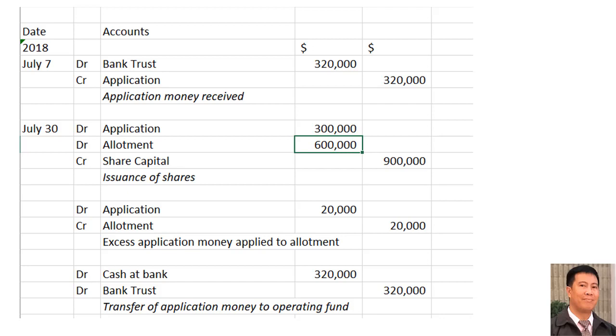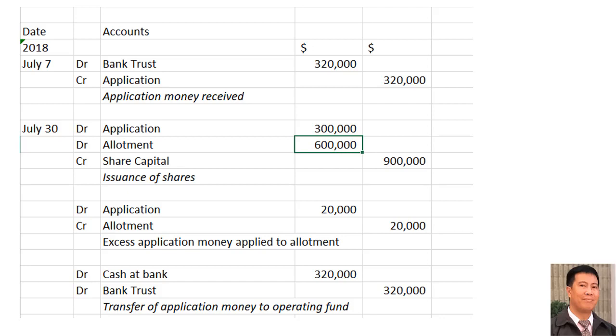30th July, we had allotted the shares. So the entry for that one, or shall we say distribution of shares, will be debit application. So 1 million multiplied by 30 cents, that is 300,000. And then allotment, 1 million multiplied by 60 cents, we have 600,000. So share capital here, total amount will be $900,000. Okay, so clear on this?